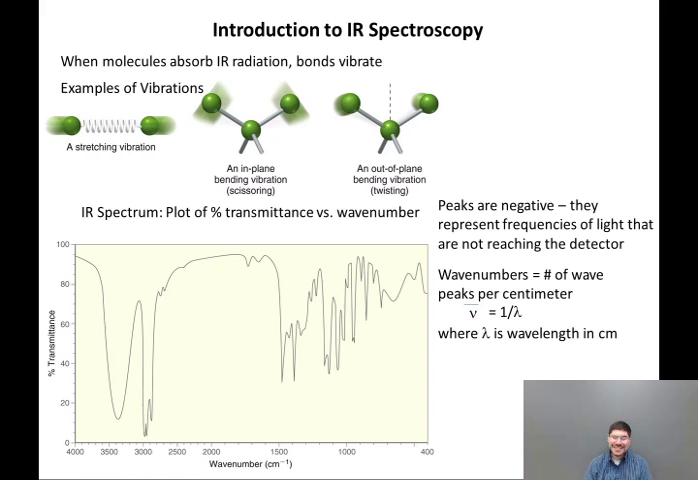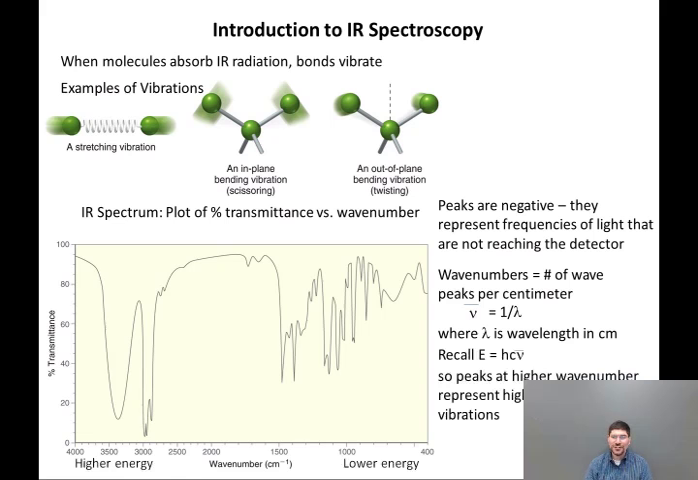Okay, so which side has higher energies and which side has lower energies? Well, E equals h nu is the fundamental equation of spectroscopy, but when we apply that to wave numbers instead of frequencies in hertz, we need to multiply by the speed of light. So E equals hc nu. The important thing here is that energy is directly proportional to wave number. So what that means is that peaks at higher wave number on the left side of the infrared spectrum represent higher energy vibrations.